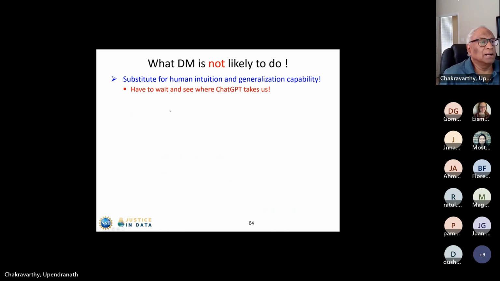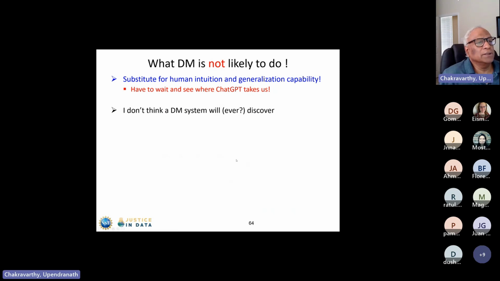But I added this line, have to wait and see where ChatGPT takes us. So ChatGPT, for those who don't know, is an AI system that has been released for some time now, which can do a lot of things that were not being done earlier. We are worried in computer science that it can do homework, it can write essays, it can answer any question you want. And we are worried about how to deal with that in instruction. So this is a real thing that's going on. You should look it up.